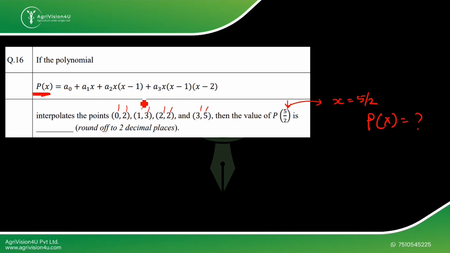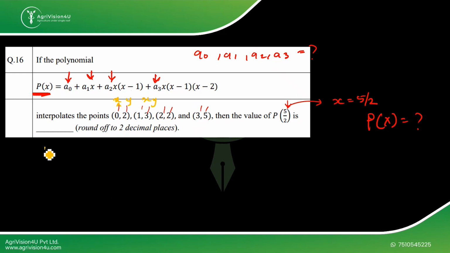But for calculating this, you need the a naught value, a1 value, a2 value, and a3 value, right? You can put the x value as 5 by 2, and nothing else is needed here, but the values of a naught, a1, a2 and a3 are required. So how to calculate this? Nothing to worry, because the points are given to us. This is x and this is y. The function is defined only for x, so you have to put the values of x and accordingly calculate the constants' values.